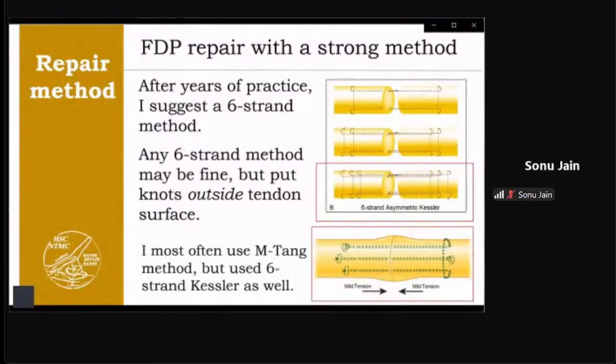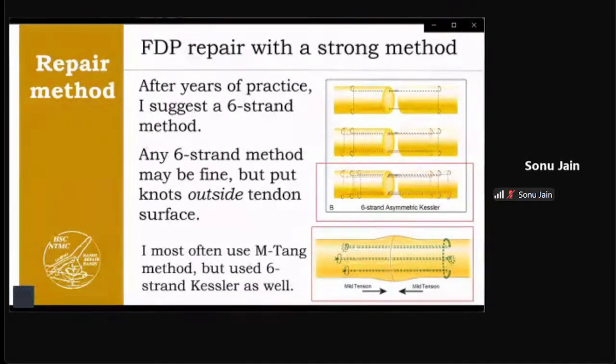I use the M-shaped repair most often, but sometimes if the looped suture is not available, I use a 6-strand asymmetric repair. That is 3 groups of core sutures put in at different levels. So you will not have all 3 groups at one level, which very easily strangulates the tendon and narrows the tendon segment. And I always put knots outside the tendon surface.